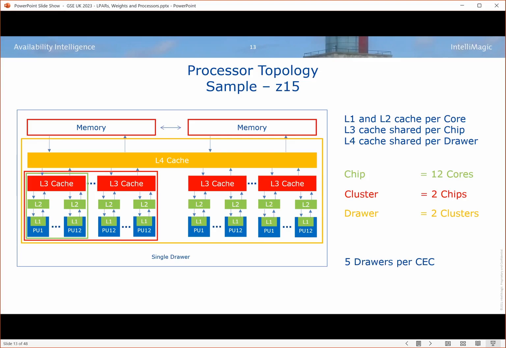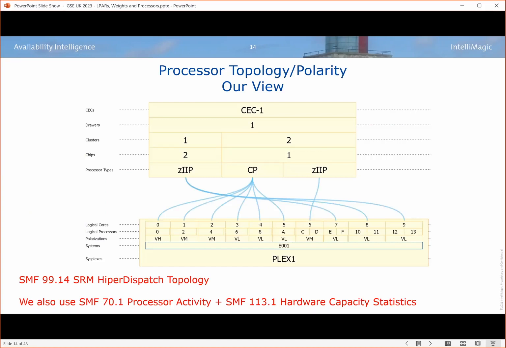So this is what it looks like. This is another way of looking at it from our product. And what we're looking at here is a sample LPAR, E001, and we're looking at the CPs, which are 0 through A. We're looking at the polarity of those CPs: vertical highs, medians, and 3 vertical lows. And they're all placed on a particular chip, chip 1. And we also have zIIPs, which are also placed on particular chip or chips.